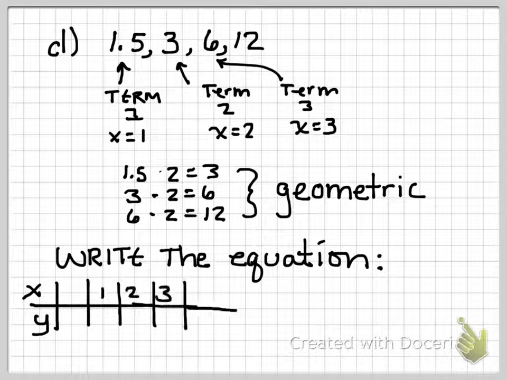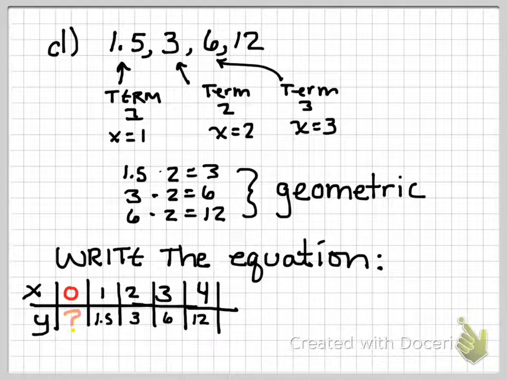So I'm just going to make a little table here and fill in the numbers that we have. And notice I need to find the initial value. What does y equal when x equals 0? So if I multiply by 2 every time, if I go backwards, I'd have to actually divide by 2. So I think that's going to be 0.75.